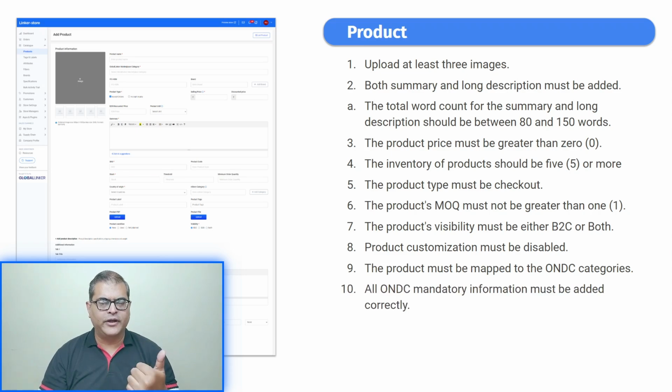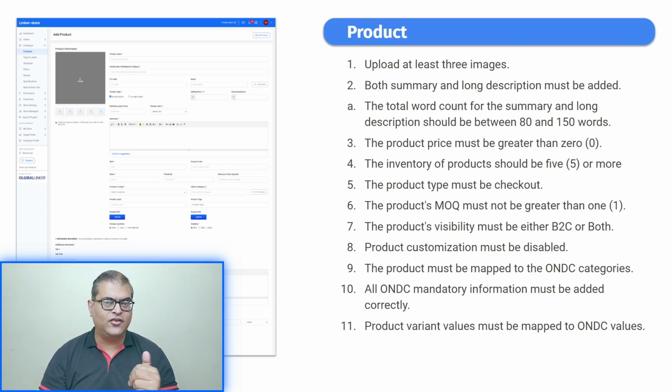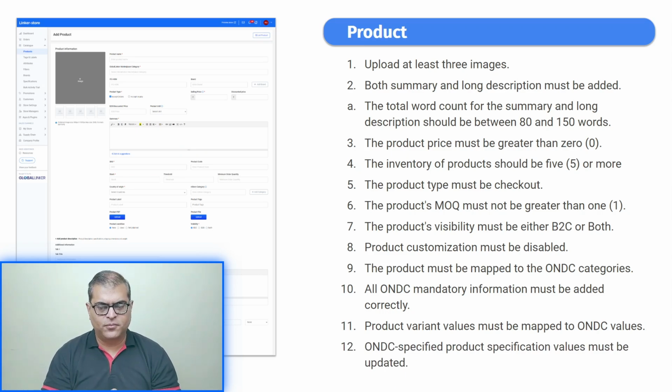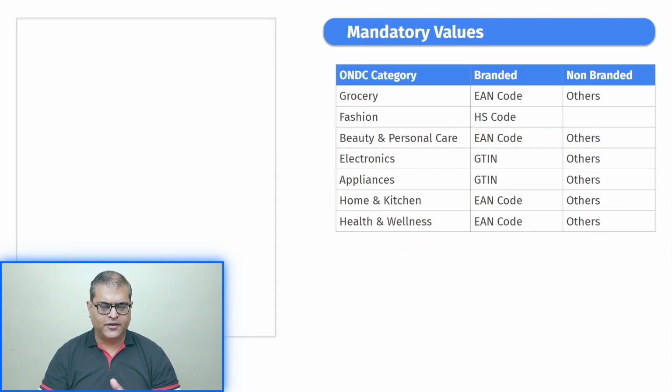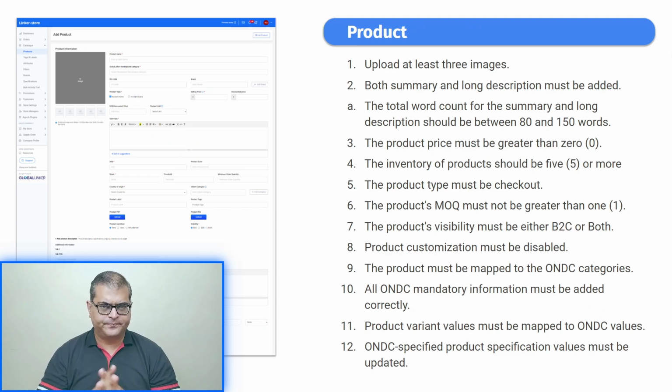And then we have all ONDC mandatory information should be updated, which we are going to understand anyways in the next few minutes. And the product values must be mapped to ONDC values. Then product specification and ONDC specification should be mapped and updated. That is the 12th point. So these are the mandatory requirements which are there for the product.